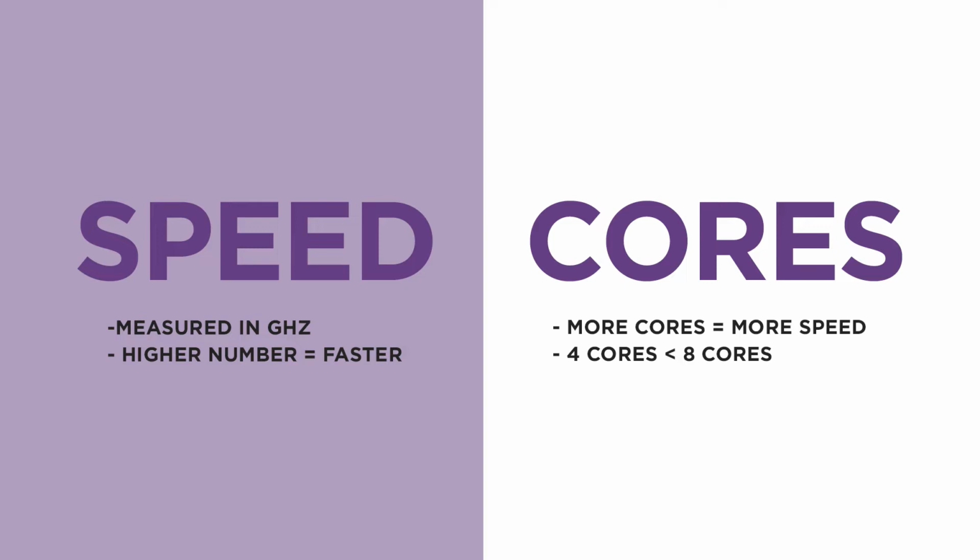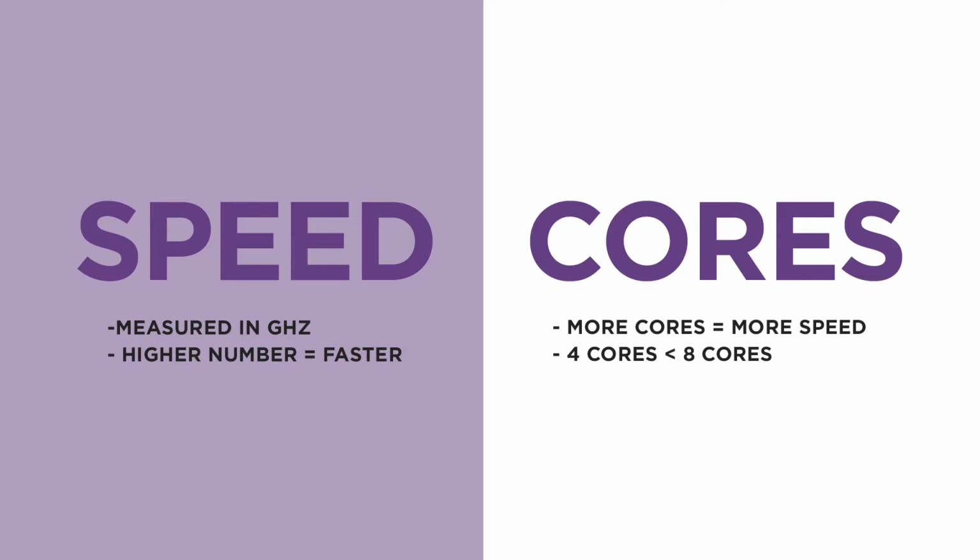So 3.2 gigahertz is gonna be slower than 3.8 gigahertz, etc. The other thing you wanna look for when you're looking at a CPU is gonna be the number of cores. So for Lightroom and any of these editing programs, the more cores you have, the better. And essentially what a core is, it's what's doing the actual operation.